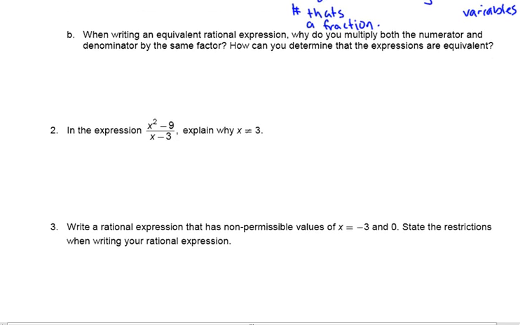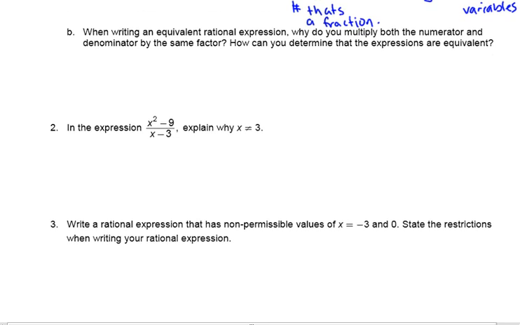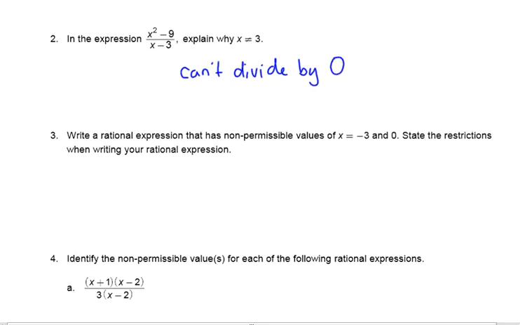So we're going to skip down to number 2. In the expression (x² - 9)/(x - 3), explain why x can't equal 3. Why can't it? You can't divide by 0. Just can't. It's just not possible. You will implode. Okay.